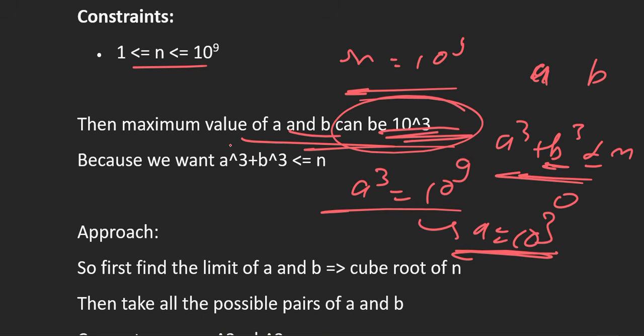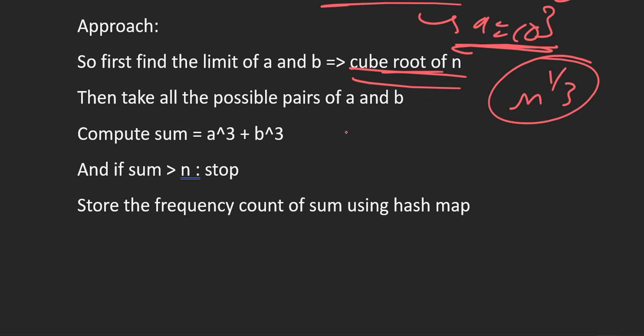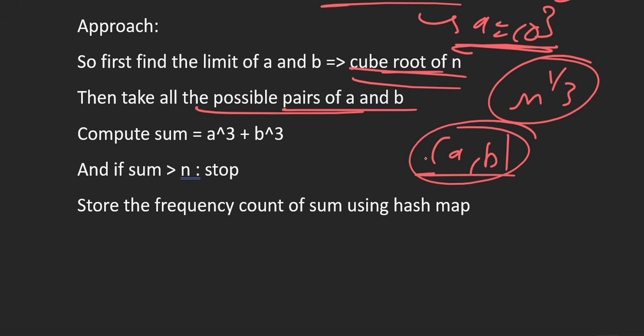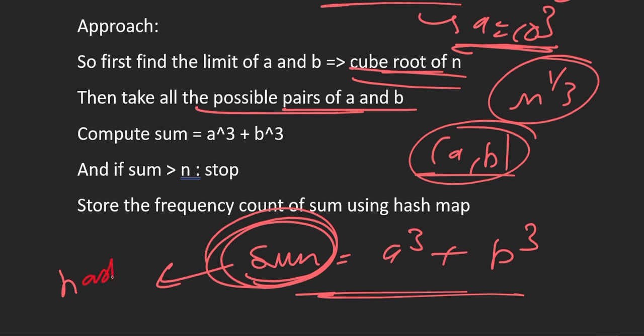So what we do is, first of all we find the limit of a and b, like what is the maximum value of a and b. For that we take the cube root of n, that is n to the power 1 by 3, right? Then we make each possible pair of a and b and compute the sum, that is a cube plus b cube. After computing the sum, we increase the frequency of this sum in a hash map, right?